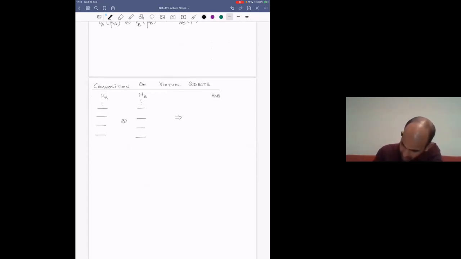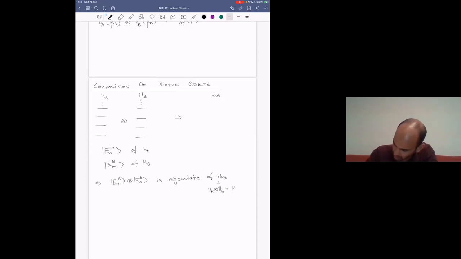So let's see what the eigenvalues and eigenvectors are. Imagine that I have the eigenstates En of A. These are the eigenstates of HA. And then I have Em of B, of HB. Then it follows that En A tensor Em B is an eigenstate of HAB, because, remember, the definition of HAB is just the sum of the local Hamiltonians: HA tensor identity on B, plus identity on A tensor the Hamiltonian on B.